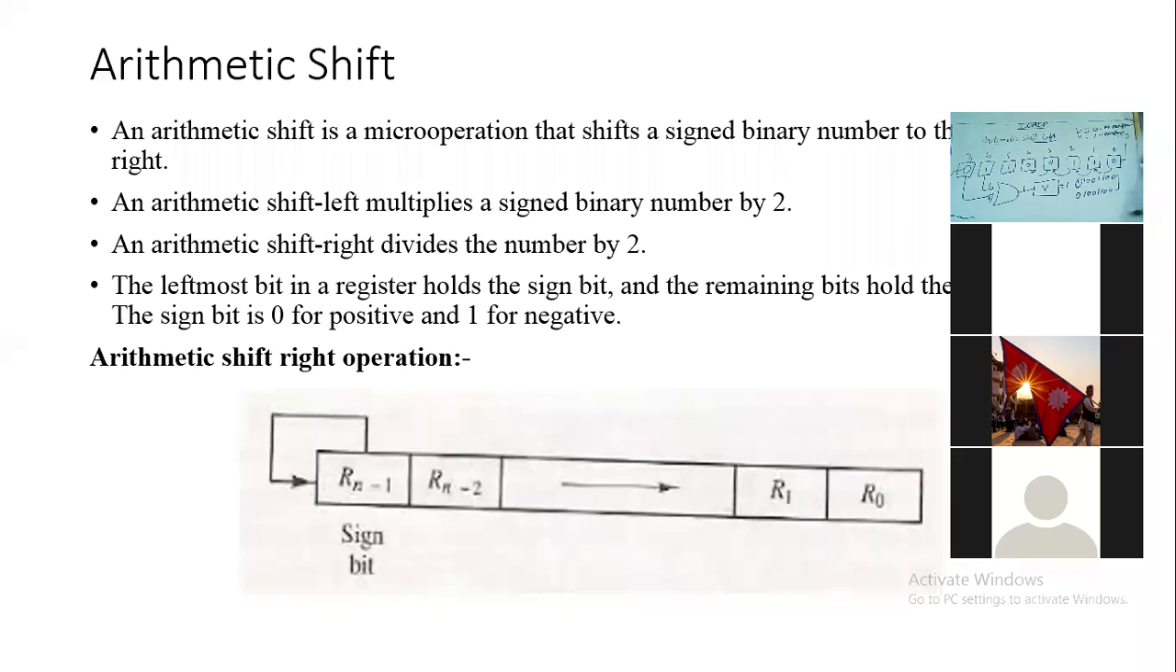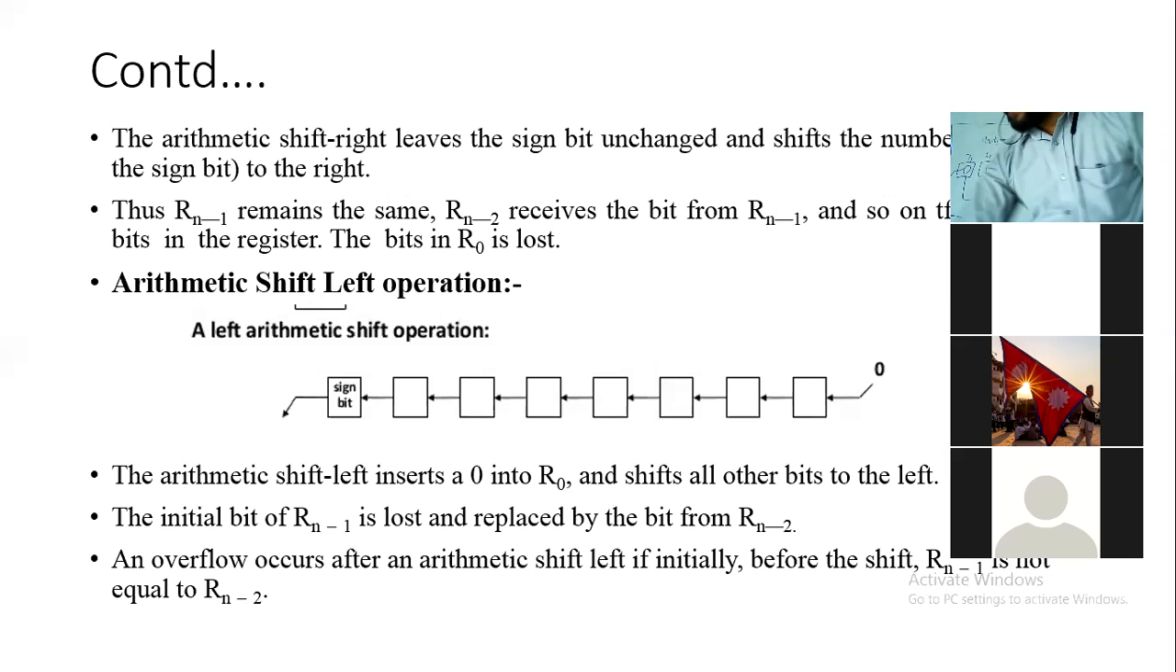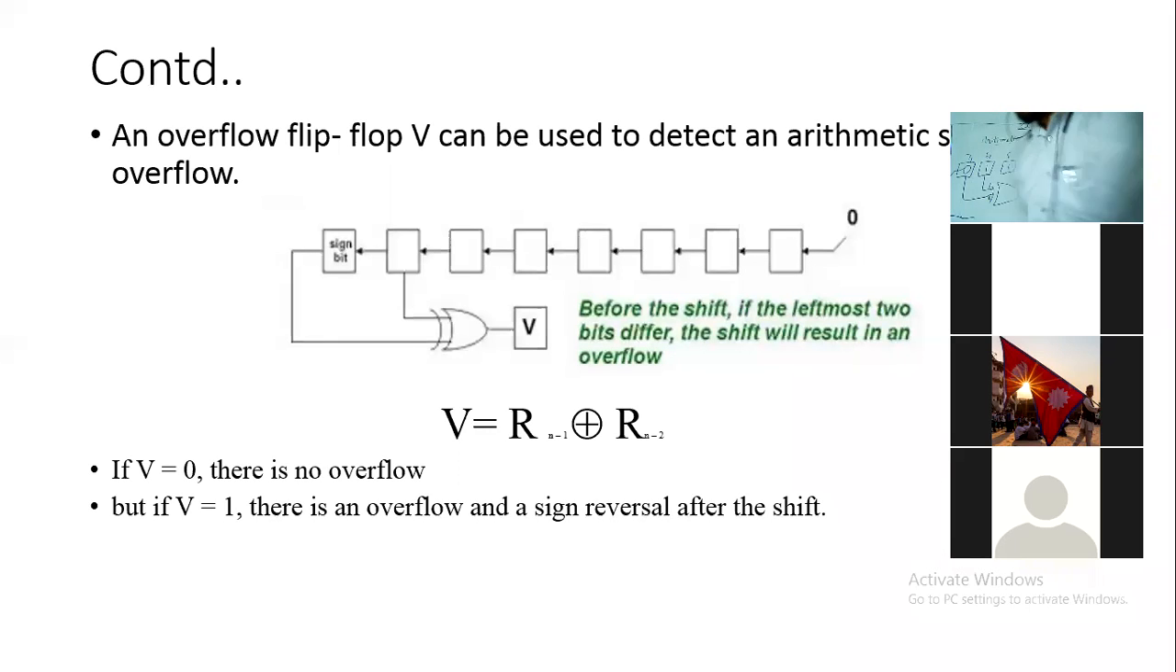Look at the slide on arithmetic shift. In arithmetic shift right, the last bit Rn minus 1 is moved to the next position and remains in its own position. Here it is a left shift. Everything I just explained is written in it. The last two bits are inserted and we check what the value of the V flip-flop will be. If it is 0, there is no overflow. If it is 1, there is overflow.